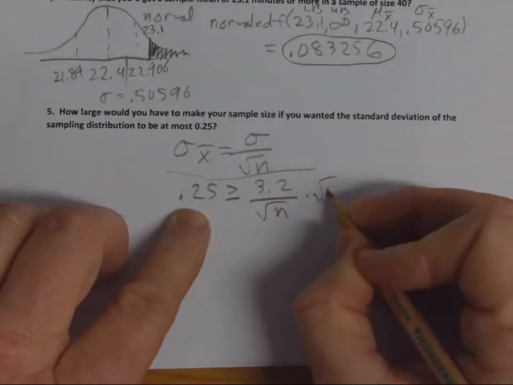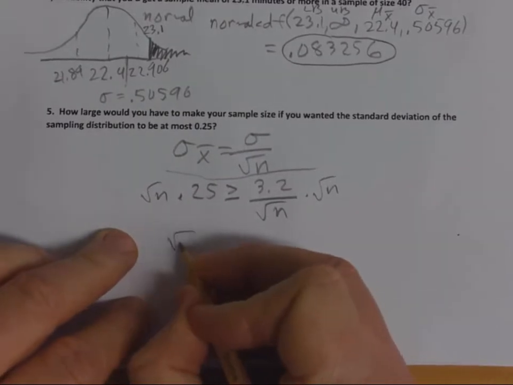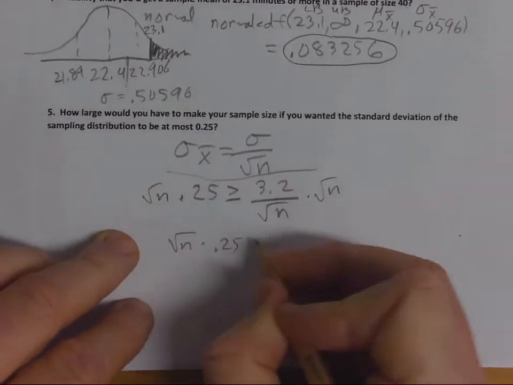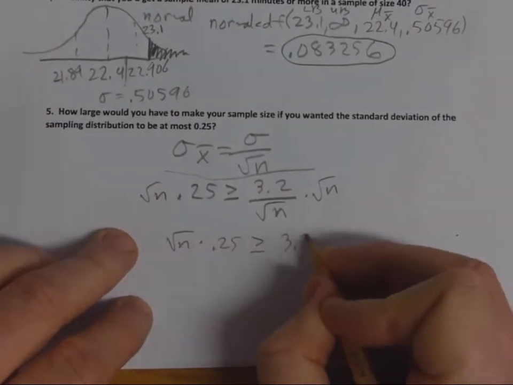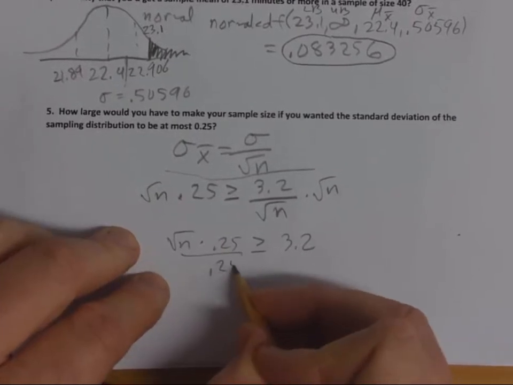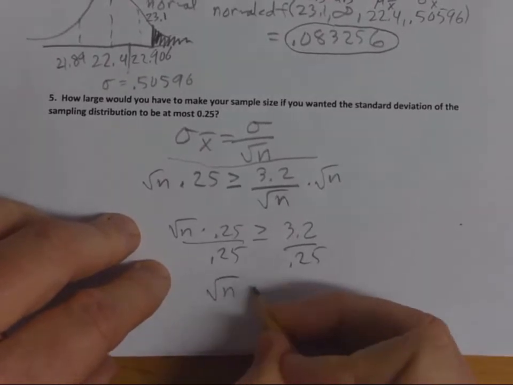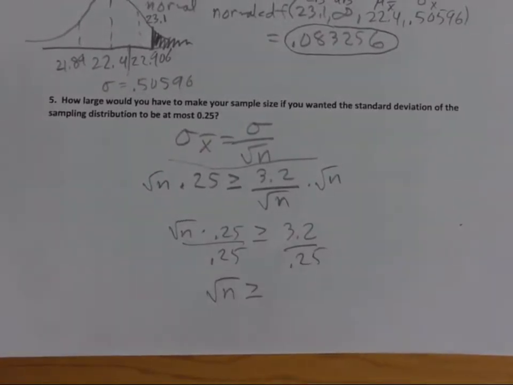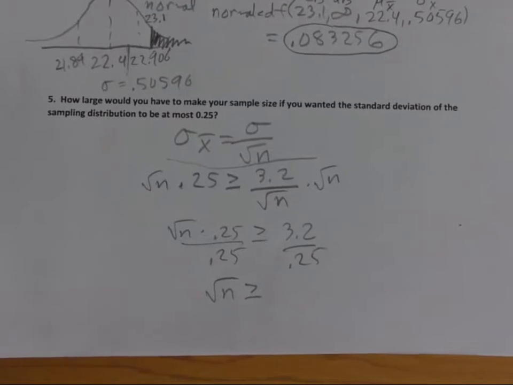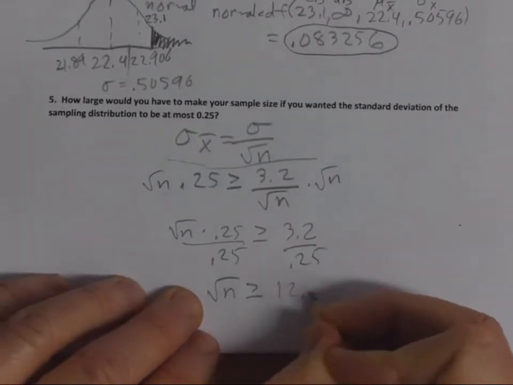So I'll multiply both sides by the square root of n like that. And so I've got the square root of n times 0.25. It's got to be greater than or equal to 3.2 like that. And then I'll just divide both sides by 0.25. And so I get that the square root of n is greater than or equal to, let's see what this is, 3.2 divided by 0.25. And so that is equal to 12.8.